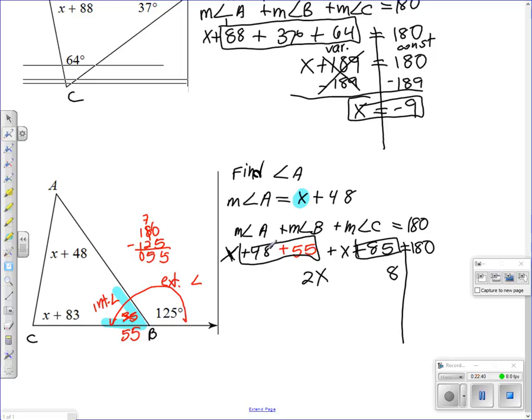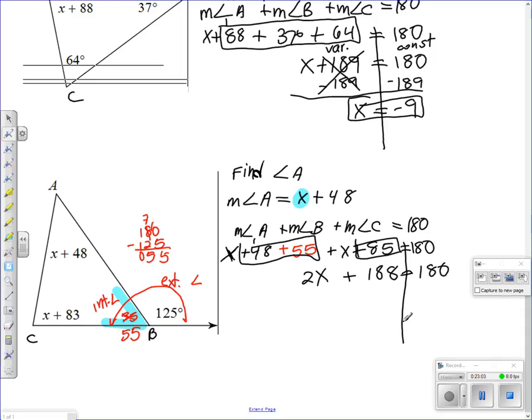8 and carry your 1. 8 plus 5 will give you 13. 13 plus 4 will give you 17. Plus 1 is 18. So these will be 188. And this will be a plus. Combine everything on the right. Nothing can be combined, so that is your answer.